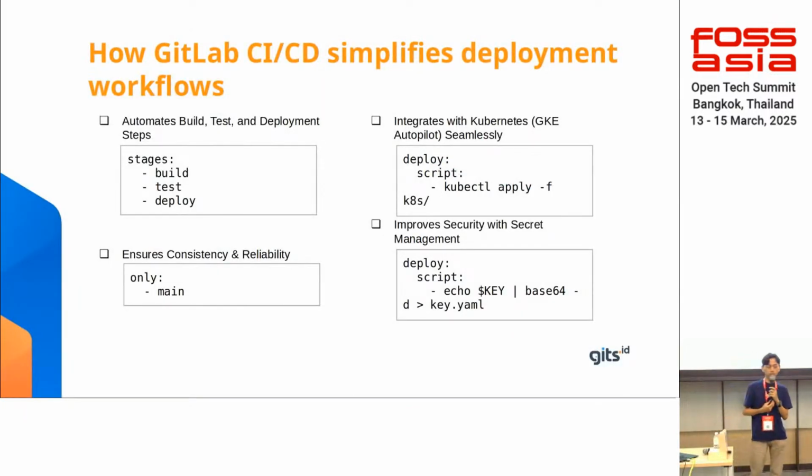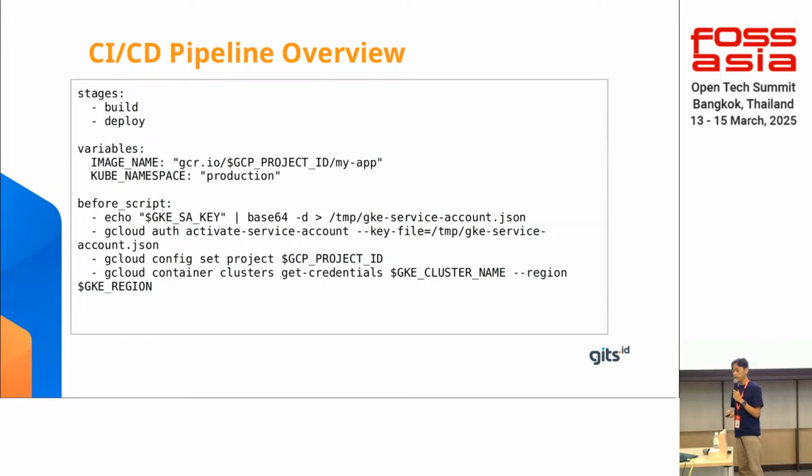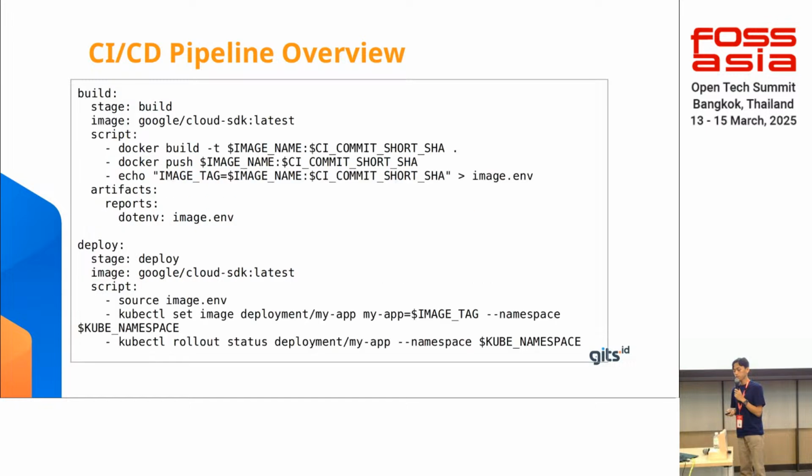Okay, this is an example of GitLab CI/CD. There is a stage, then we can define which branch will be deployed. Right here, we can see only main. That means we only deploy the main branch, so it will be consistent. Next, we can see the main part of the CI/CD script.